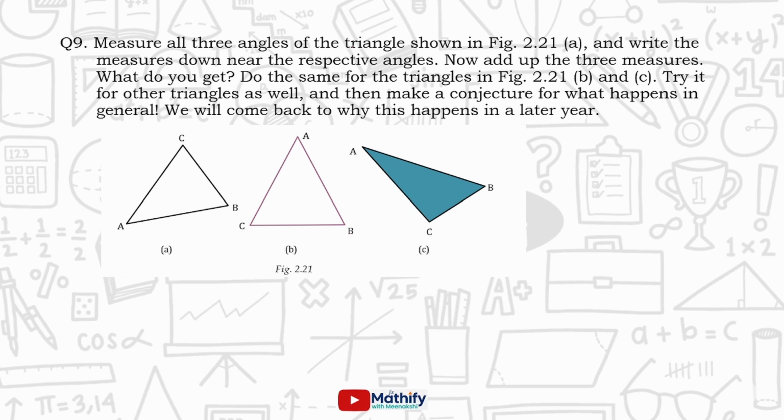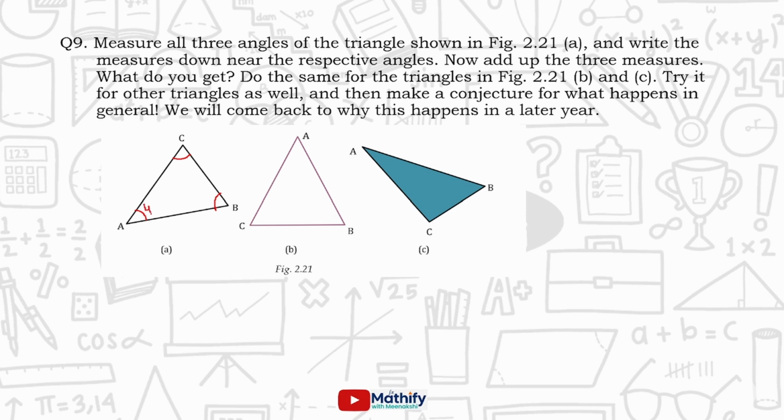Measure all three angles of the triangle shown in figure 2.21 A, B, and C. So we have to measure, and then they are saying now add up all the three measures. What do you get? So let's measure our angles first. Here we have three angles. Again, you will measure with the help of protractor. So when you will measure, what you will get?